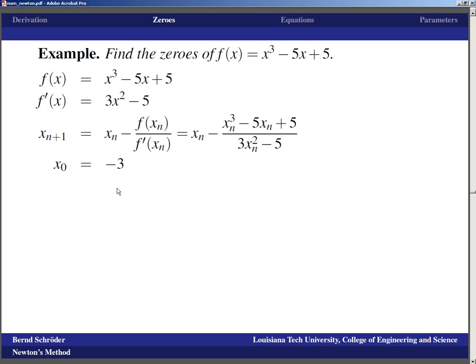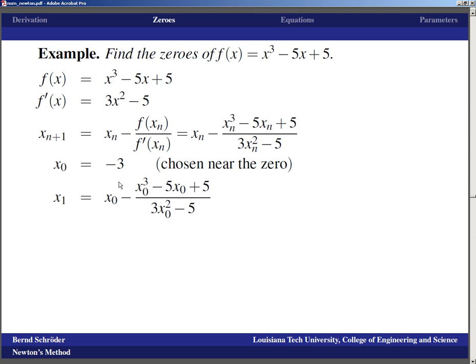How do we use that? Well, x0 is negative 3, and that's chosen near the 0. x1 is just x0 plugged into this big old horrible formula, which means we just plug in negative 3 here. And now let's see if I can figure this out. Negative 3 squared is 9 times 3 is 27 minus 5 is 22 in the denominator. And negative 3 cubed is negative 27 plus 15 plus 5, so negative 27 plus 7 is negative 7, so this is negative 7 over 22.